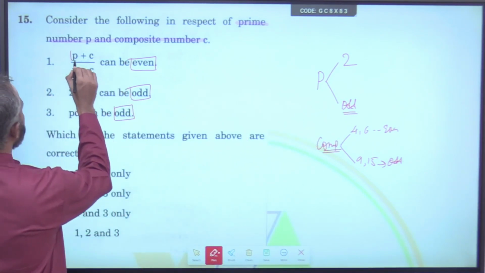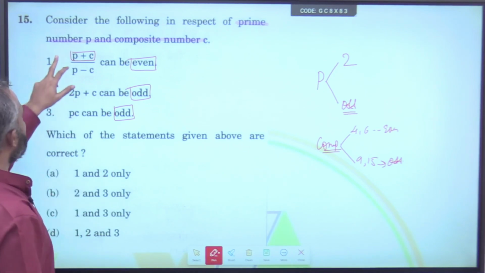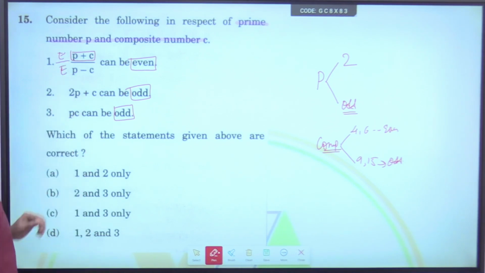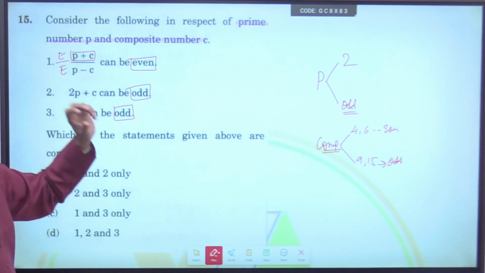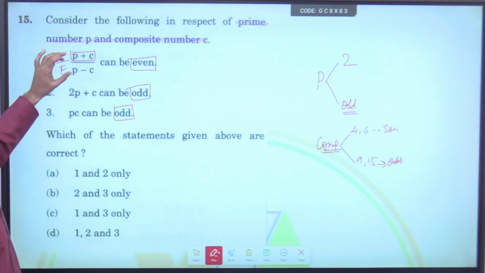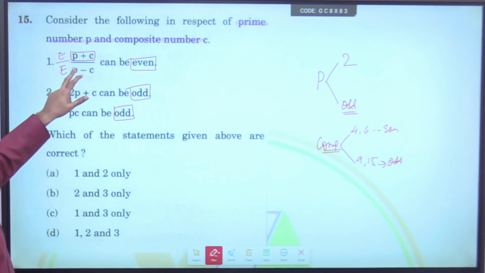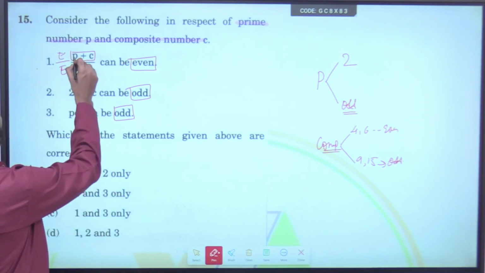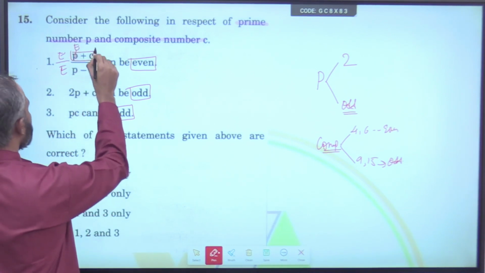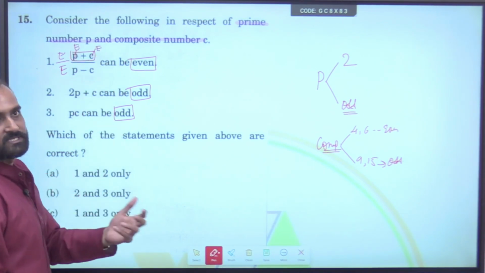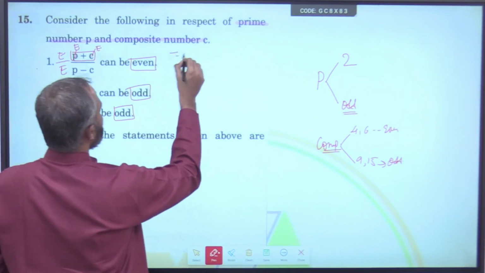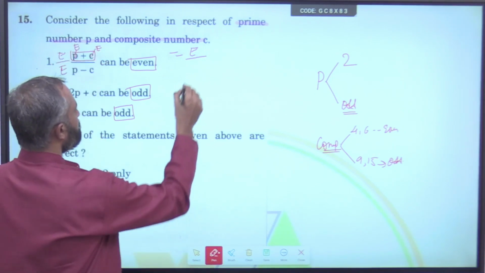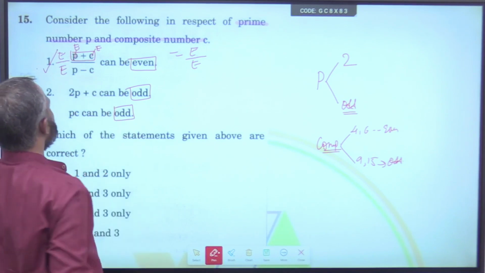P plus C can be even. For this to be even, if these are even, you need not see each specific instance. You can go by the principle itself. P plus C. For this to be even, P has to be even and C has to be even. Now, are there even primes? Yes, 2 is an even prime. Are there even composites? Yes, 4, 6 and all are even composites. So, this can be even, and P minus C, same rule applies here. So, this is a true statement.